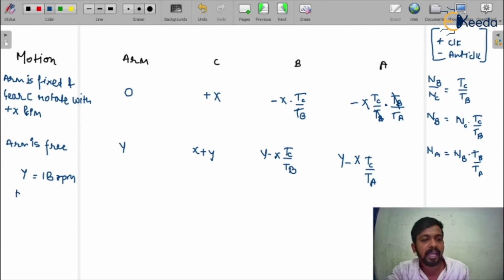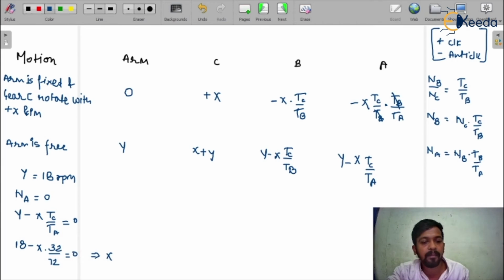So the speed of gear A would be equal to 0 because gear A is fixed. And what is the speed of gear A? That is y minus x Tc upon Ta, which is equal to 0. And y is 18, so y minus x Tc upon Ta, where Tc is 32 and Ta is 72. So from here you can calculate the value of x in rpm.